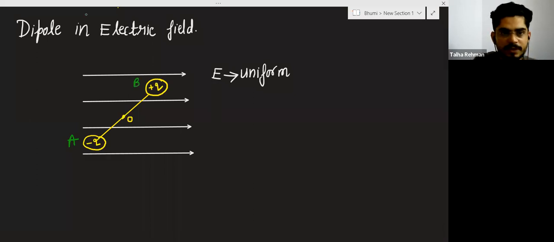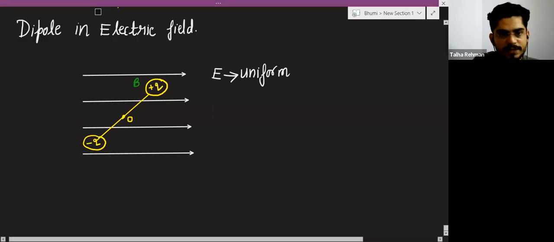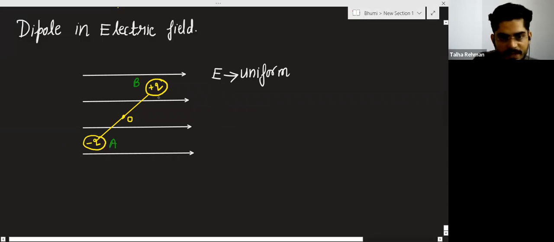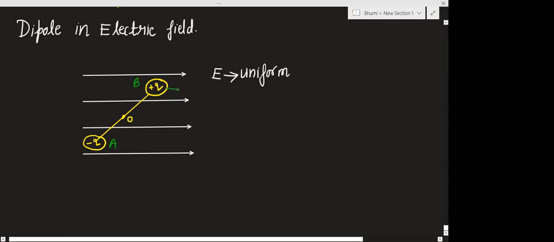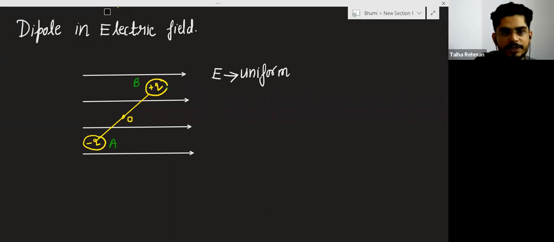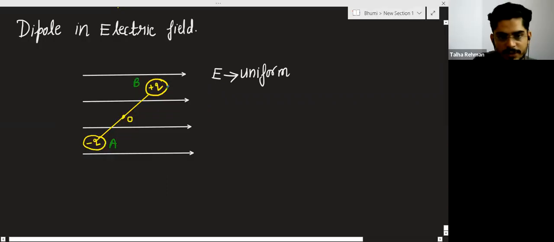So you can see here that two charges are placed in the electric field. This is the positive charge, and it is placed in the electric field. So the force will be in the direction of the field. The force on this charge will be in this direction, F, and on this negative charge, the force is in the opposite direction of the electric field.